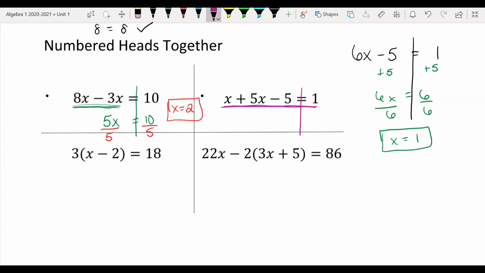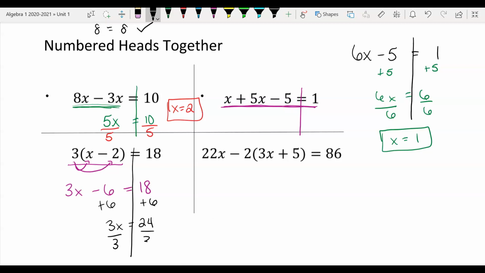All right, almost done. Get to a little bit harder ones. Now, right here in this problem, we are using the distributive property. What that means is I'm going to distribute this 3 to the x and then negative 2. So that 3 is going to be multiplied by everything inside the parentheses. So I would have 3x minus 6 equals 18. Now it turns into those problems we've been doing. I'm going to add 6 to both sides. And then I'm going to divide by 3 to get my answer.